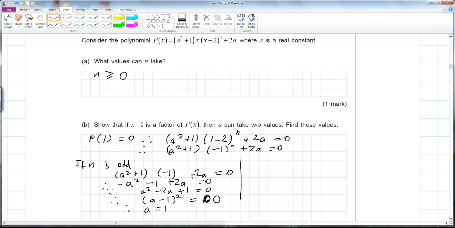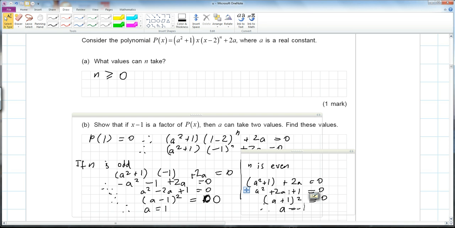So the second case, if n is even, minus 1 to the power of n is then going to equal just 1. So a squared plus 1 plus 2a equals 0. Therefore, a squared plus 2a plus 1 is equal to 0. Factorising that, a plus 1 squared is equal to 0. Therefore, a is equal to minus 1. Okay, so we've got two cases, when n is odd and when n is even.